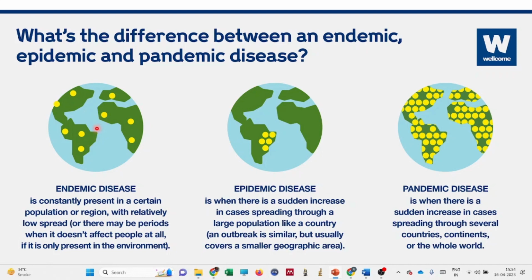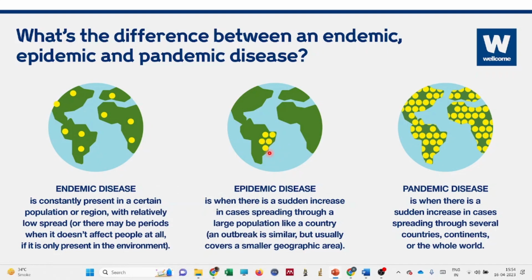And endemicity can actually be influenced by various factors such as environmental conditions, population density, vector abundance, and socioeconomic status. And endemic diseases can have significant health, economic and social impacts on affected populations and often require ongoing public health interventions to control or prevent their spread.